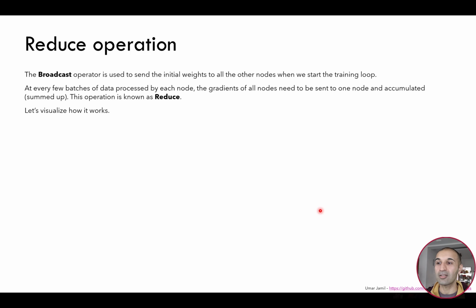So the broadcast operator is used to send the initial weights to all the other nodes when we start the training loop. At every few batches of data processed by each node, the gradients of all the nodes need to be sent to one node and accumulated, so summed up. This operation is known as reduce. Let's see how it works.